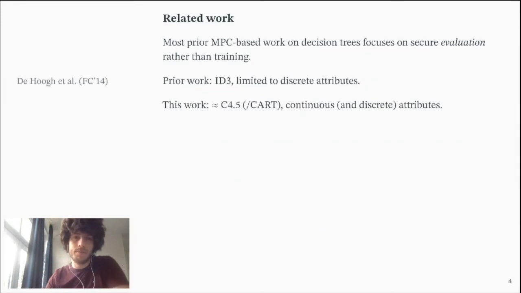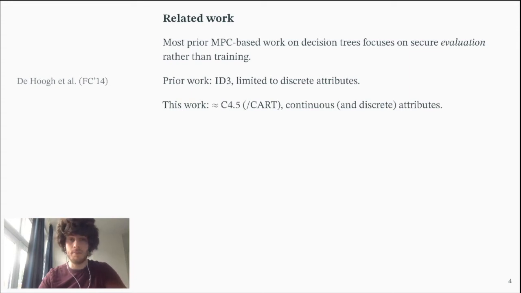Most prior work on decision trees in MPC focuses on secure evaluation. So say we have two parties, one of them has a model, the other has a sample, and it wants to sort of feed the sample through the model without the party that owns the model learning anything about the data or the output. But here we focus on actually constructing this decision tree. So there has been prior work on this, which was a secure version of ID3, which is limited to discrete attributes. So we only have, say, binary attributes or attributes with a few possible set of values. This allows for a very efficient algorithm.